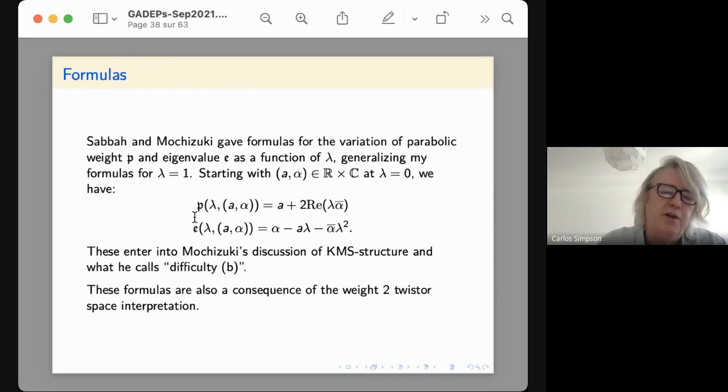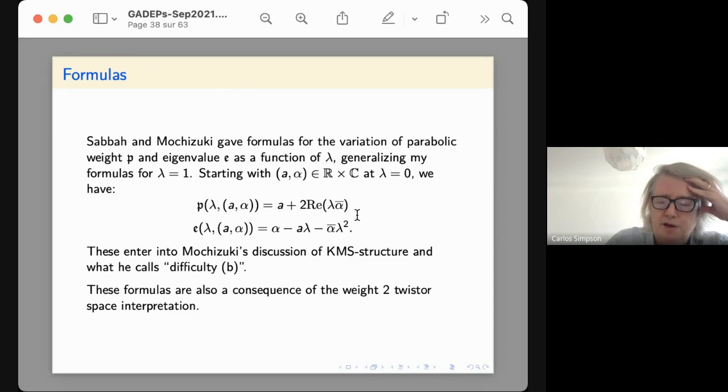I actually gave some formulas just for the case lambda equals 1, between lambda equals 0 and lambda equals 1, and Saba and Mochizuki gave formulas for the variation as a function of lambda, which are the following. And there's a whole big discussion of things called KMS structure and stuff like that in Takuro and Mochizuki's manuscripts.